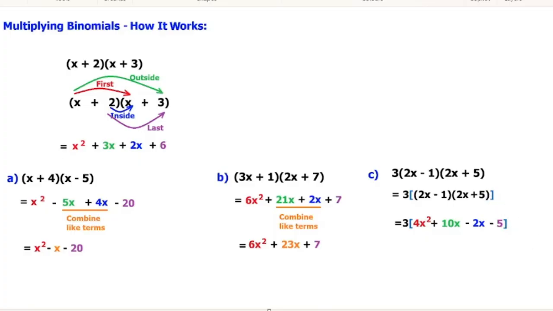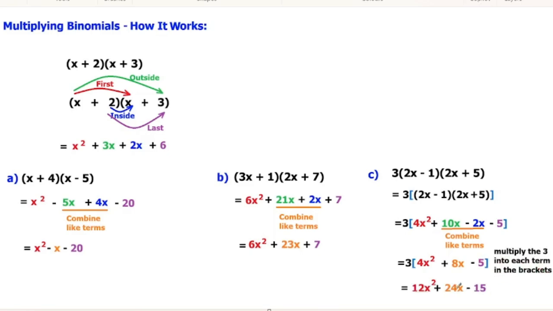Now we can multiply the 3 through. But first, let's combine our terms. That's right. So let's write it all again. So when we combine these two, 10x minus 2x, we're left with positive 8x. And then we have our final term here. Now we can multiply the 3 through, multiply the 3 into each term in the brackets. So 3 times 4 is 12x squared. 3 times 8x is 24x. 3 times minus 5 is minus 15. And that's it. That's all there is to multiplying binomials.